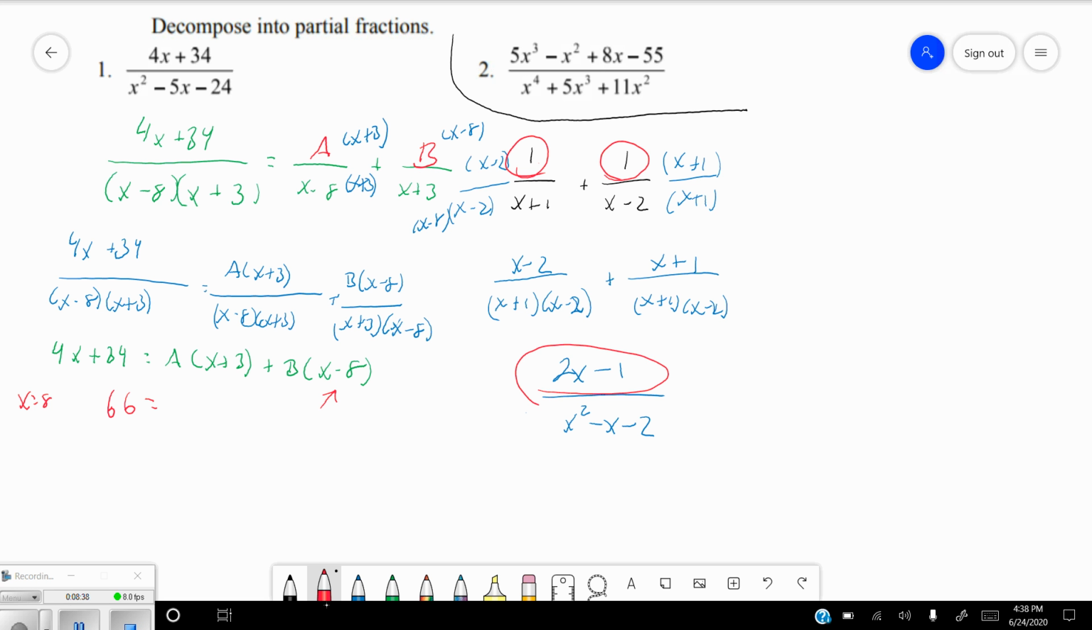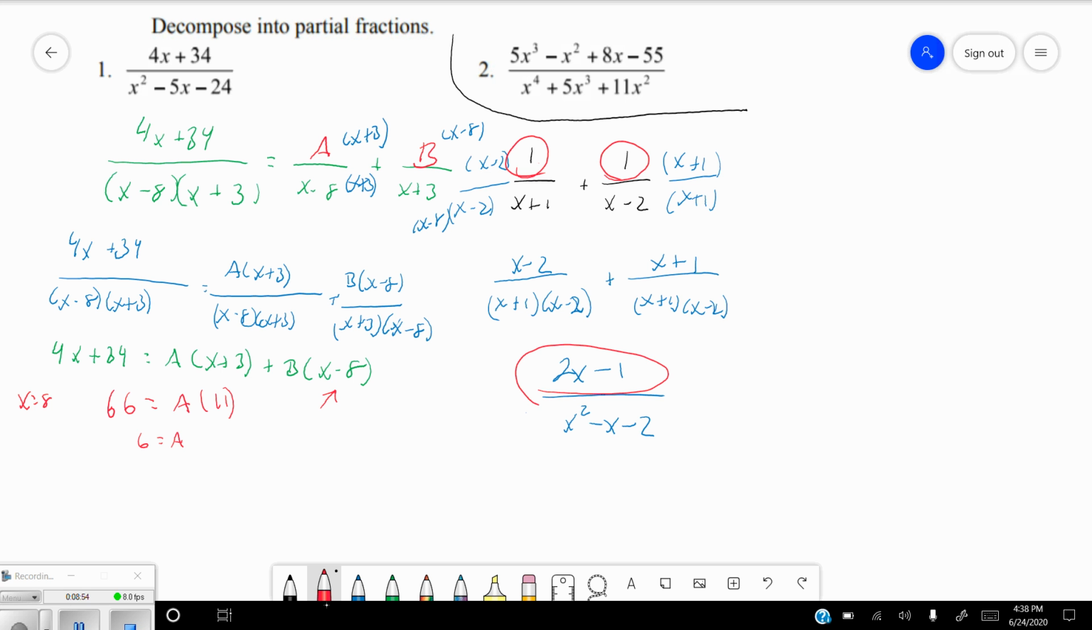Hope I did that right. And then here we get a times, if I plug the 8 in here, we get 8 plus 3, which is 11. This is really nice because now if I solve for a, I get that a equals 6 by dividing both sides by 11.